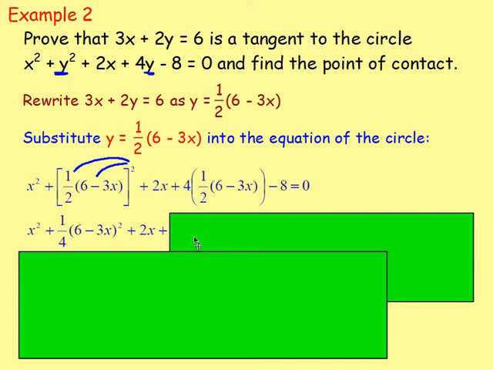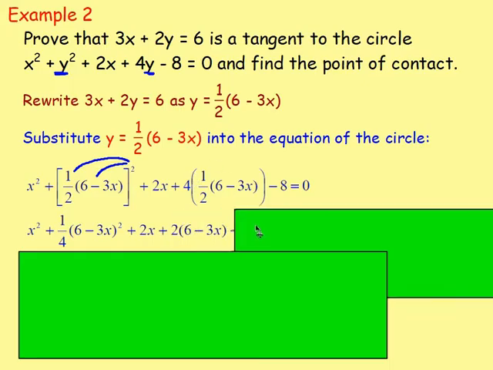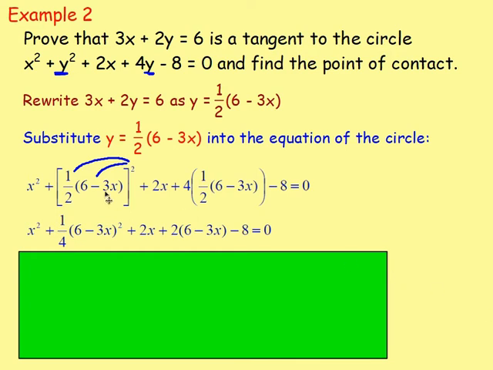2x would stay as it is, and then you could just do 4 times a half first of all. So 4 times a half is 2, so it's really 2 times the 6 take away 3x. Take away 8 stays, and that equals 0. So that is really multiplying out this square bracket and multiplying out this bracket here.